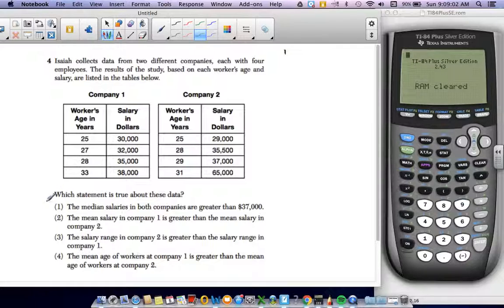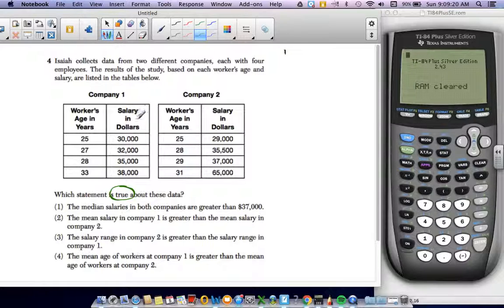It says the median salaries, and let's keep in mind we're looking for the one that is true. Sometimes these questions can be a little tricky and ask you for the one that's false. The median salaries in both companies are greater than 37,000. So median is going to be pretty easy to find here. They're both ranked in order.